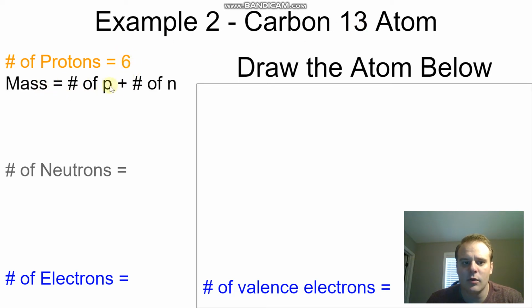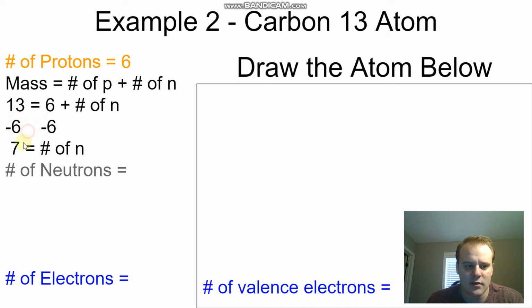Mass is number of protons plus number of neutrons. Our mass is 13. Our number of protons is 6. So we'll fill that in. 13 equals 6 plus the number of neutrons. Then a little bit of algebra to solve for the number of neutrons. We're going to subtract 6 on both sides. 13 minus 6 is 7. 6 minus 6 cancels out. 7 is our number of neutrons.